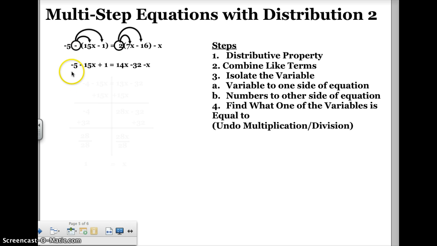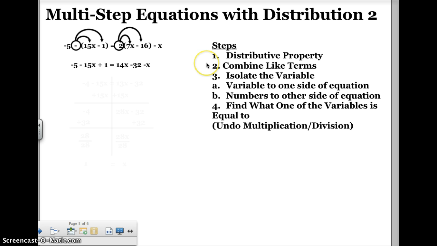The negative 5 stays the same. Negative times 15x is minus 15x. Negative times negative 1 is positive 1. Then I have the equal sign. 2 times 7x is 14x. 2 times negative 16 is negative 32. And then I have my negative x. So I've gotten rid of the parentheses with the distributive property.